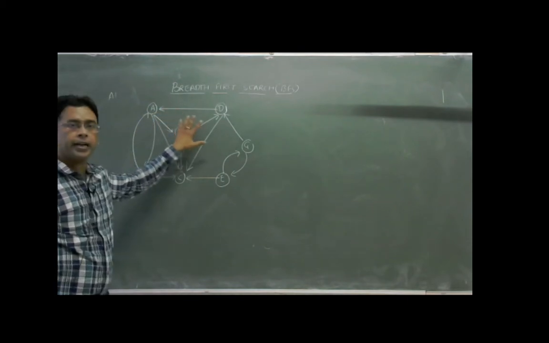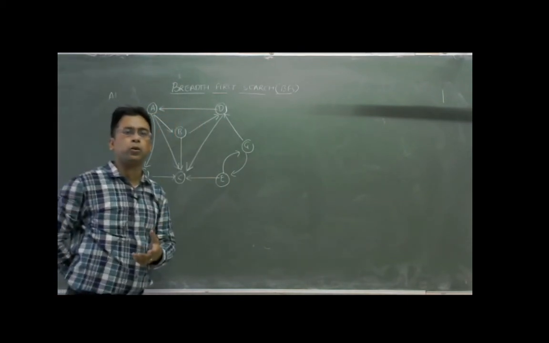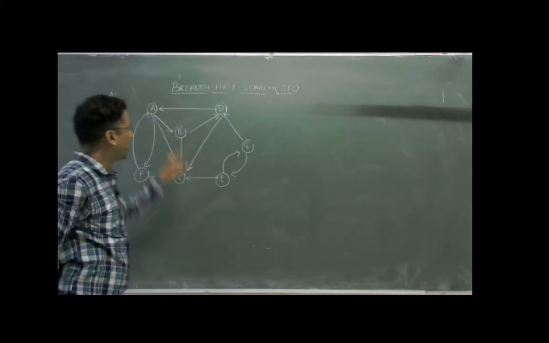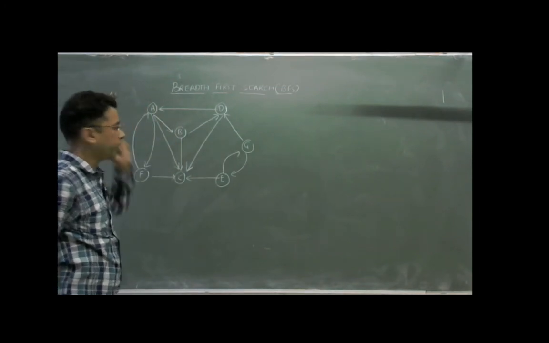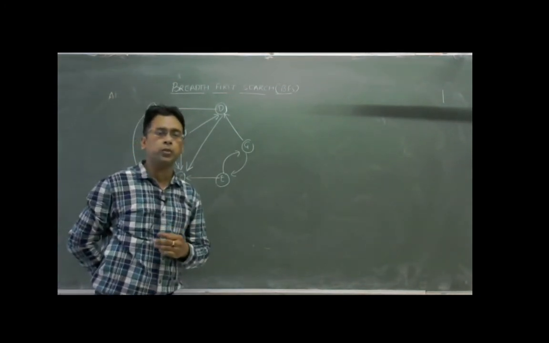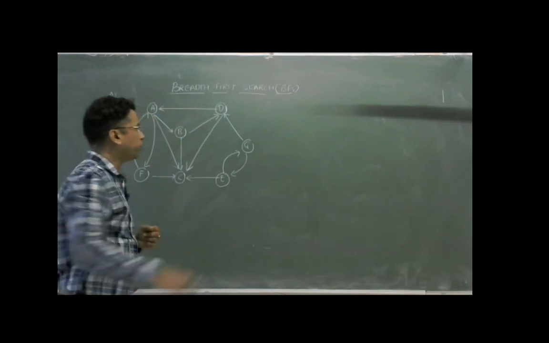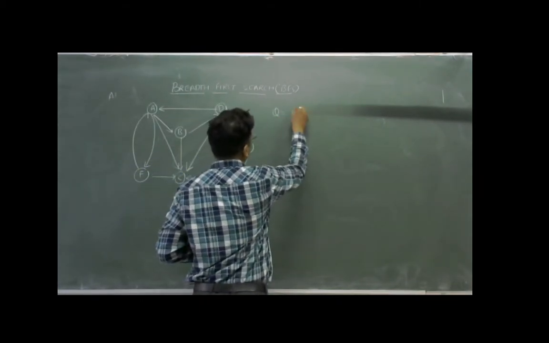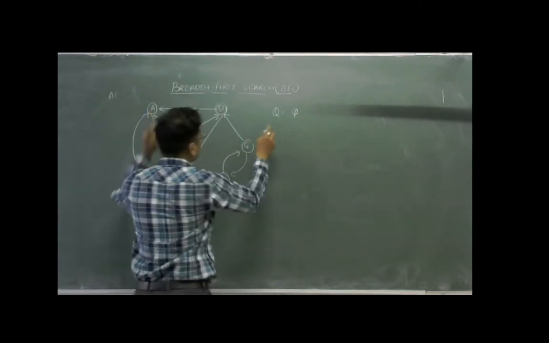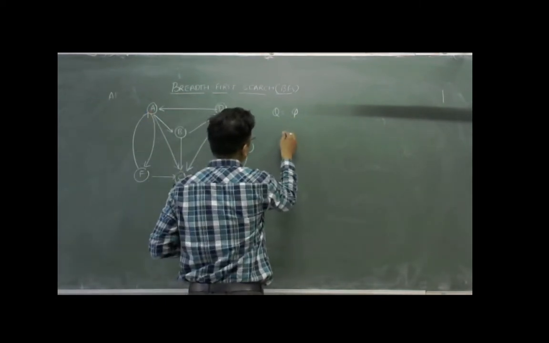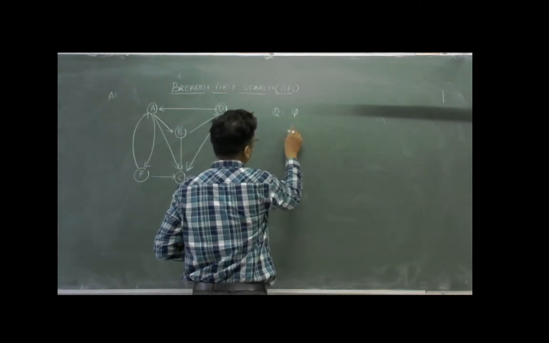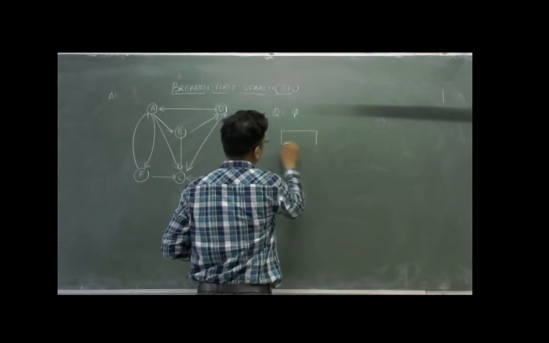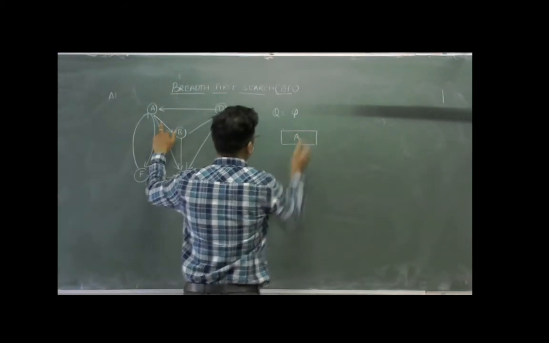Suppose this is a directed graph. I can implement this also on an undirected graph, but I am taking the example of a directed graph. The data structure used in it is the queue. So first I shall start with an empty queue Q, and since I have chosen A as the starting vertex, I shall insert the element A. So Q starts with vertex A.